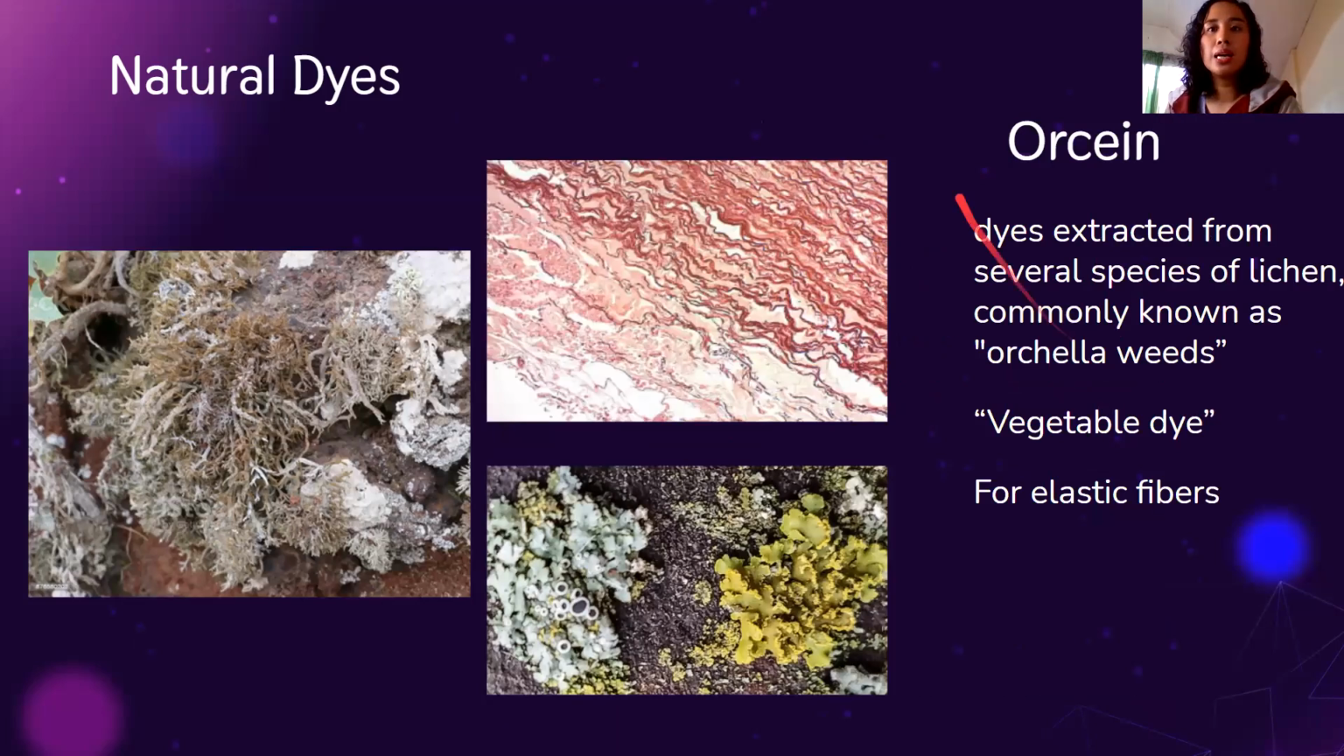And we have Eosin. So Eosin, guys, is a stain that is used for staining your elastic fibers. Ganda yung elastic fibers. And guys, they are extracted from lichens. So lichens daw, guys, is a cross of a fungi and an algae. So yung pamilya niya, it's between a fungi and an algae. And so yung Eosin na dye galing sa lichen or orchella weeds. Tapos baka maririnig nyo, vegetable dye. Pero hindi naman vegetable ang lichens. Pero yung tawag nila, vegetable dye.